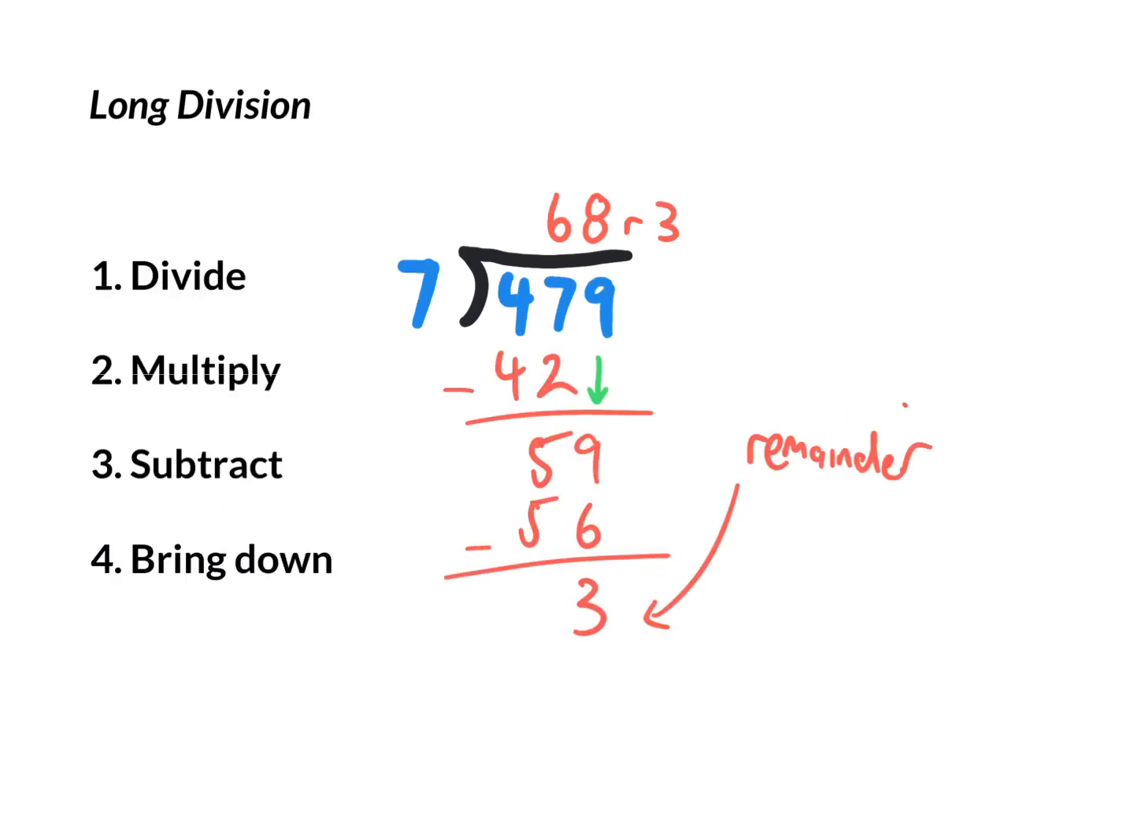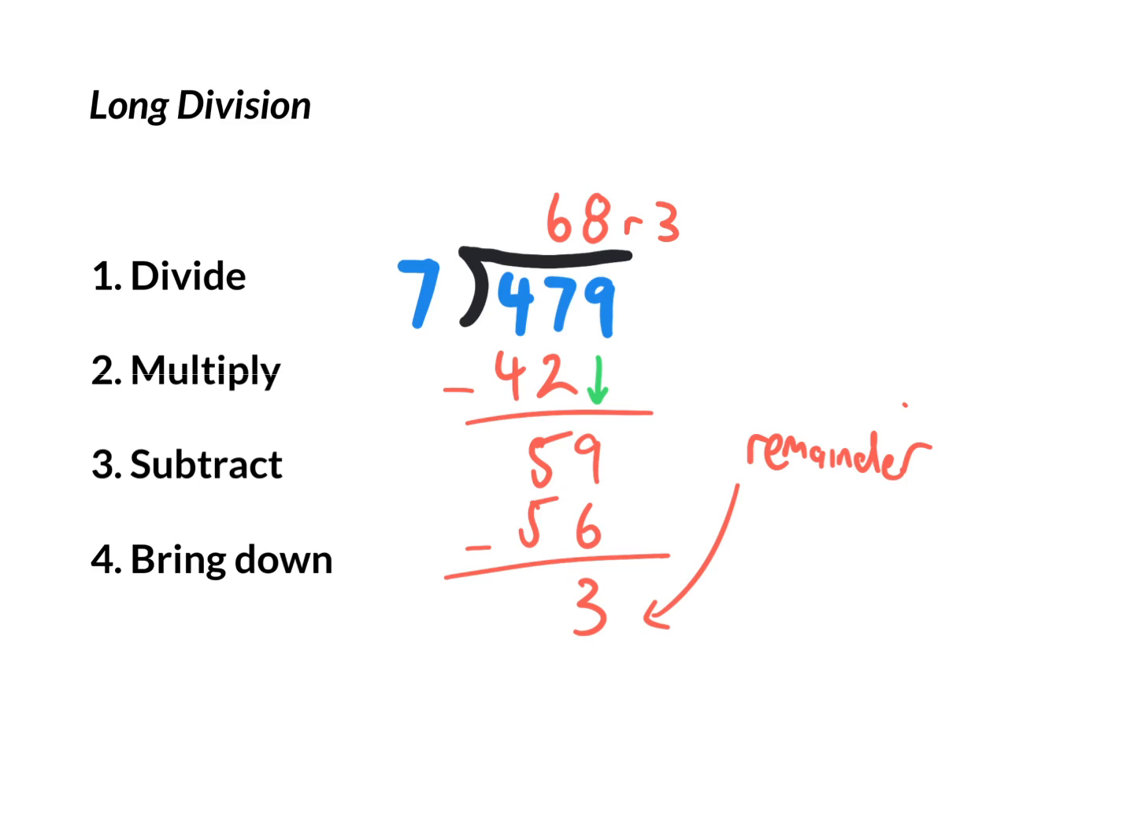Let's go through the process of using long division again, solving the equation 479 divided by 7. So let's divide. 47 divided by 7 doesn't work. 42 divided by 7 is 6. Okay, so we put the 6 up and we say to ourselves 6 times 7 is 42. And then we subtract. 47 take away 42 is 5 left over. We bring the 9 down and then we go through the process again.